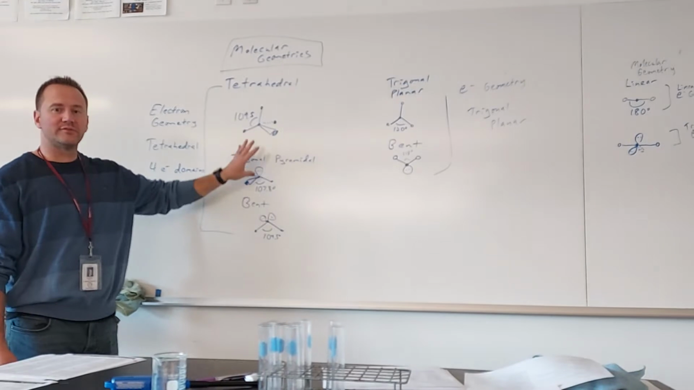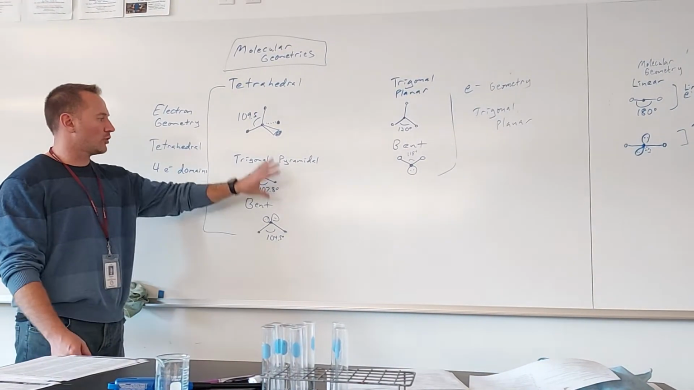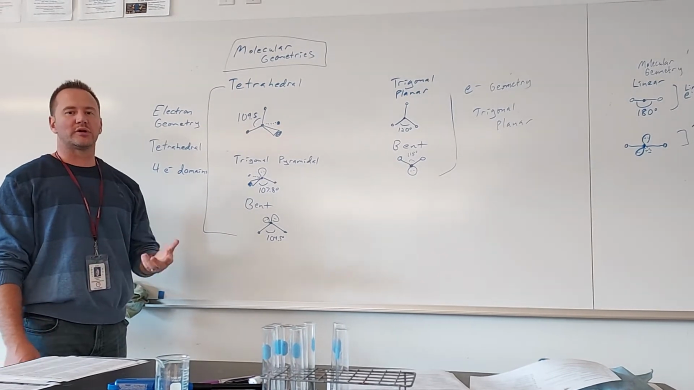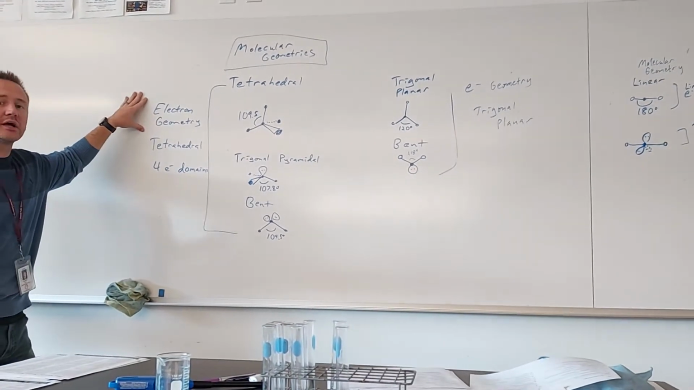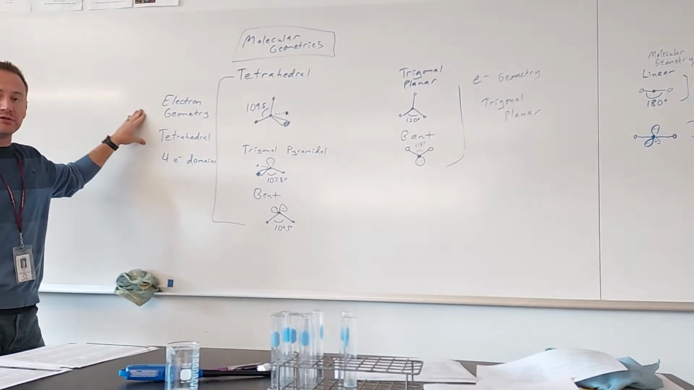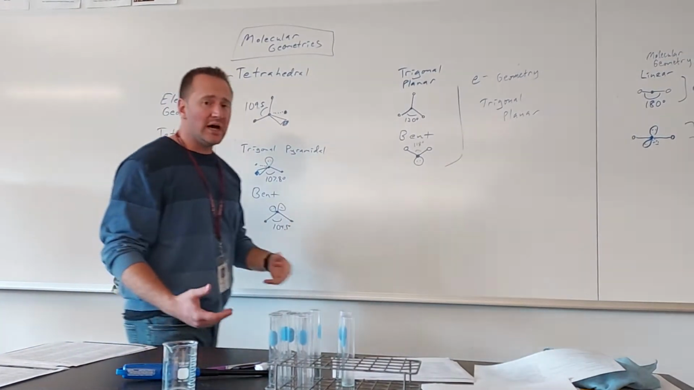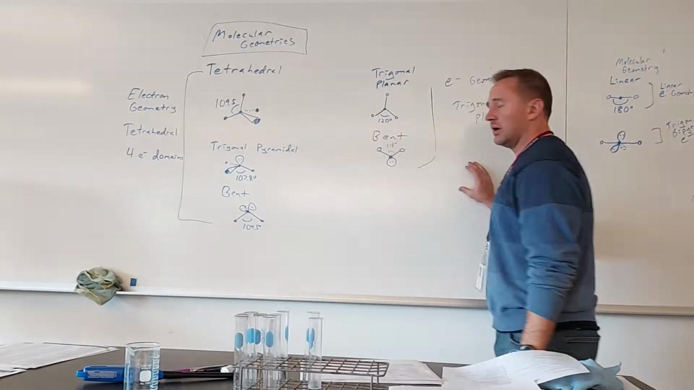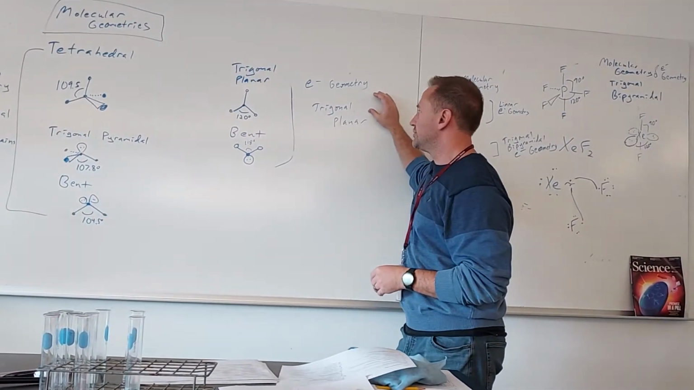So all 3 of these molecular geometries have 4 electron domains, meaning there's 4 places around the central atom where you can find electrons. Okay? So that means if we're looking at just where the electrons are, we would describe their electron geometries as tetrahedral, because they're 4 electron domains. Okay? Now, what if you have 3 electron domains? Well, then you're going to have a trigonal planar electron geometry.